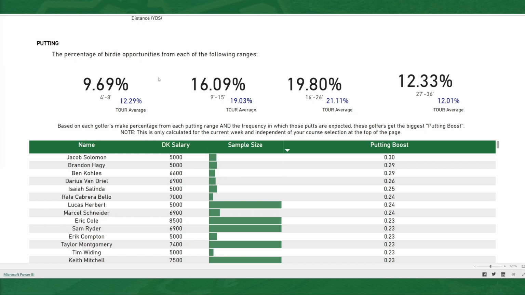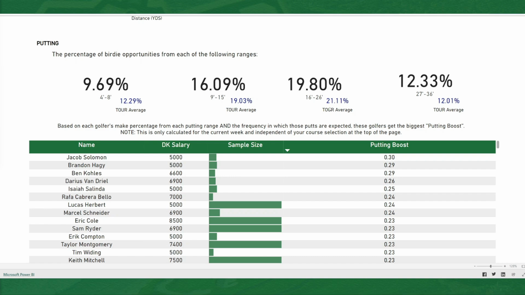9.6% of all birdie opportunities came between 4 and 8 feet at TPC Scottsdale. Those are very close. Guys hitting it very close to the pin. The average on PGA Tour is much higher, 12.2%. The number of birdie opportunities that are coming from 9 to 15 feet at TPC Scottsdale is 16% of all birdie opportunities. Again, much lower than tour average.